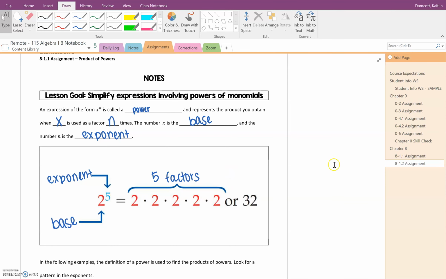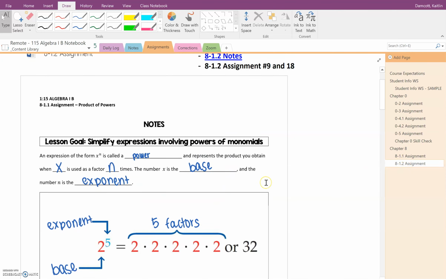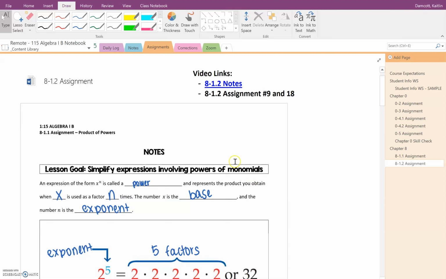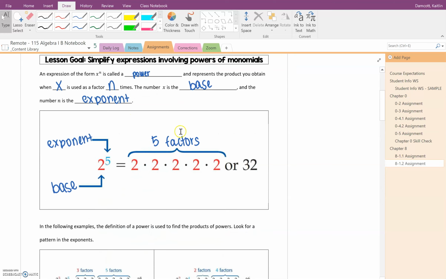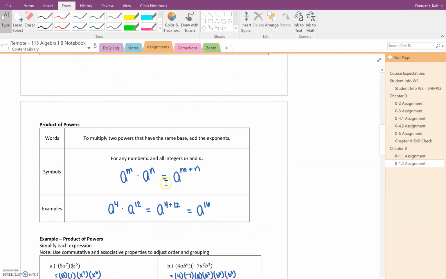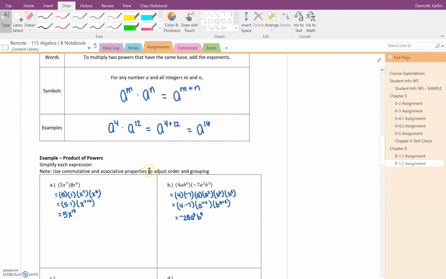All right, welcome back to the 8-1.2 assignment page. In the previous video, we went over the notes for how to find the product of powers. Just as a reminder, whenever you have the same base, so in this case, an A and an A, if you are multiplying them, then you add the exponents.